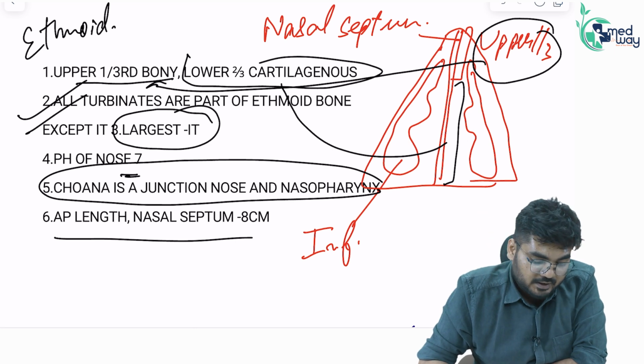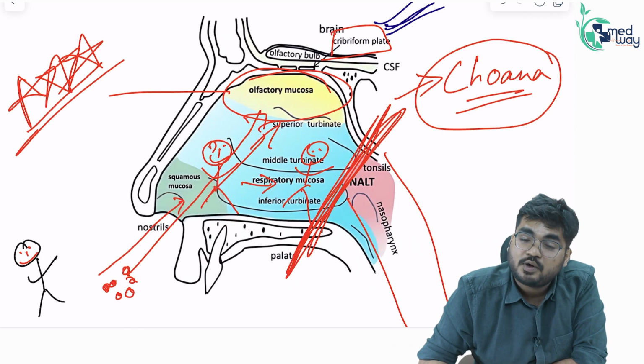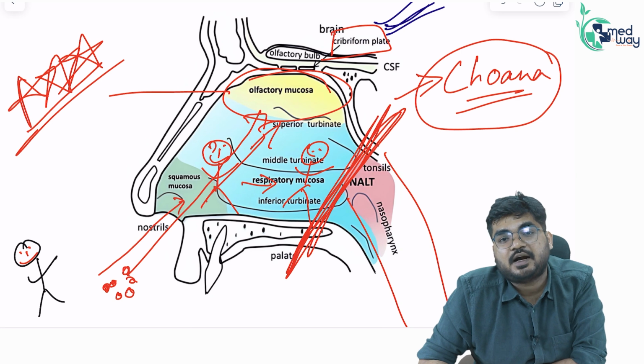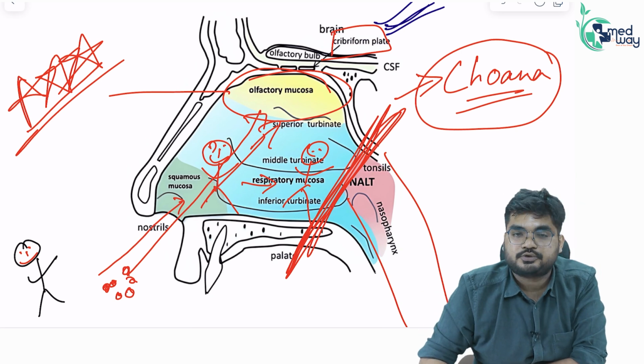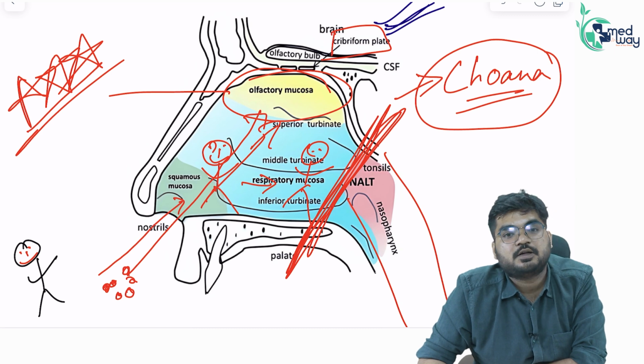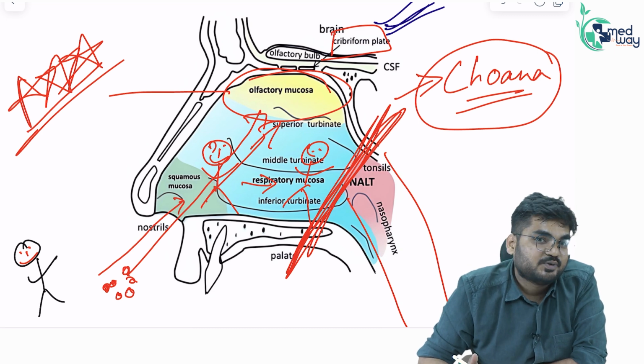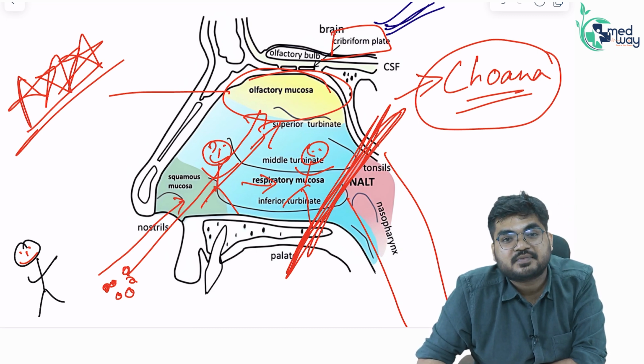Fine. Then I talked about choana. What is choana? Choana is a junction where nasal cavity ends and the nasopharynx starts. And lastly, what is the location of olfactory bulb or olfactory mucosa? It is located superiorly close to the cribriform plate. Fine. I hope these particular points are clear, because it is very necessary that we go ahead.